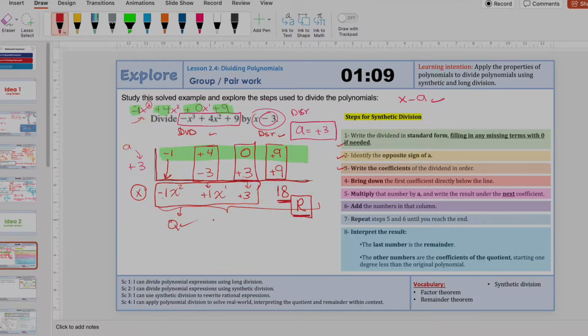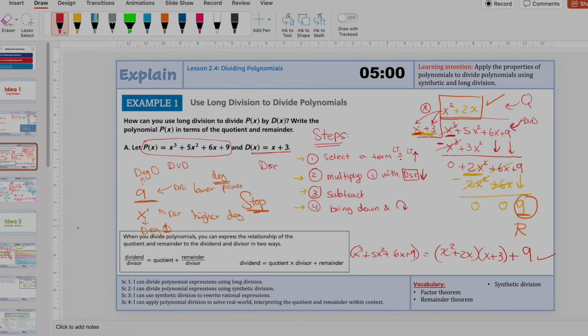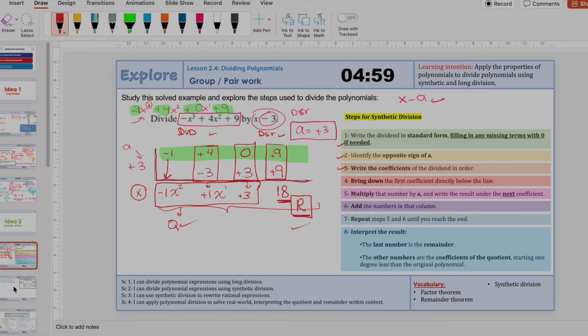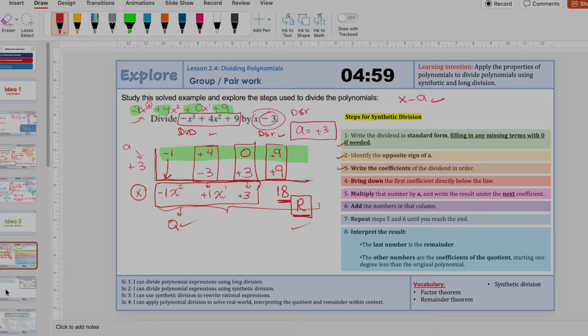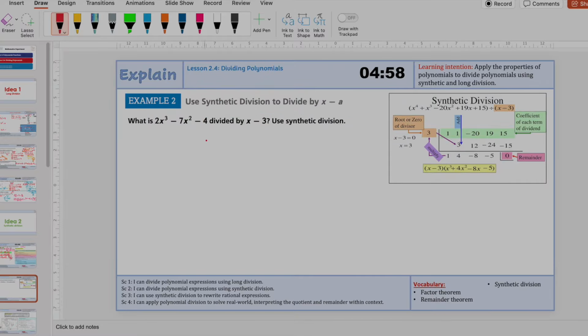Done. See, it's a very easy way of dividing. Instead of the very long division, you will have only to deal with numbers without any variable. Let's take, for example, this one. How does it work again? I think this is not the same example. Okay, how does it work?